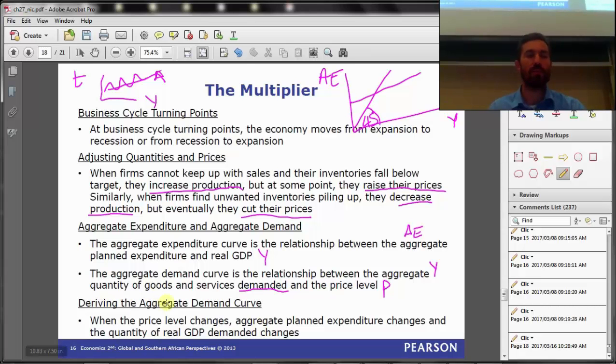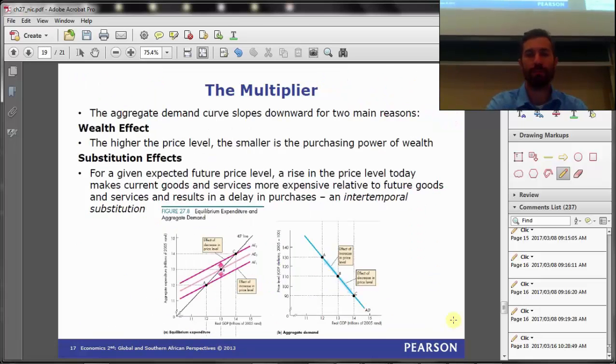So we're going to derive the aggregate demand curve. In other words, when the price level changes, what we find is that aggregate planned expenditure is going to change, and therefore the quantity of real GDP demanded is going to change. Okay? The aggregate demand curve slopes downwards for two reasons. This is what we're going to talk about right now.